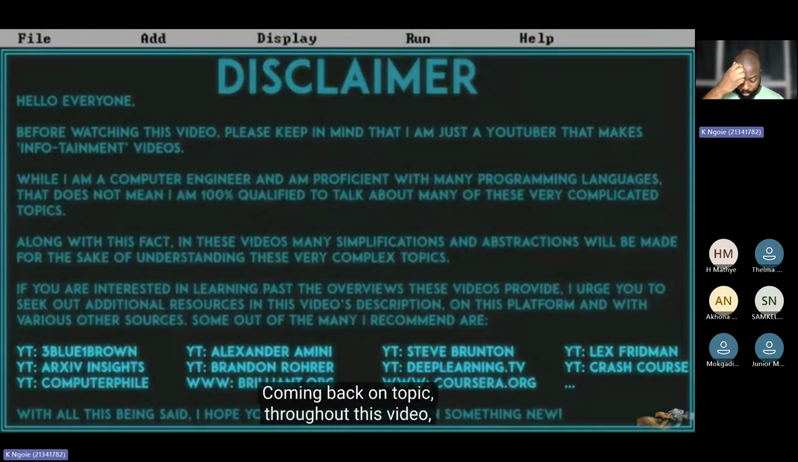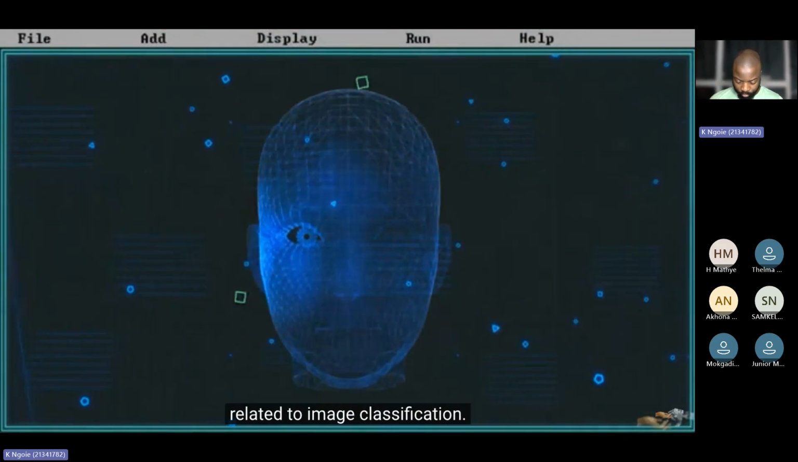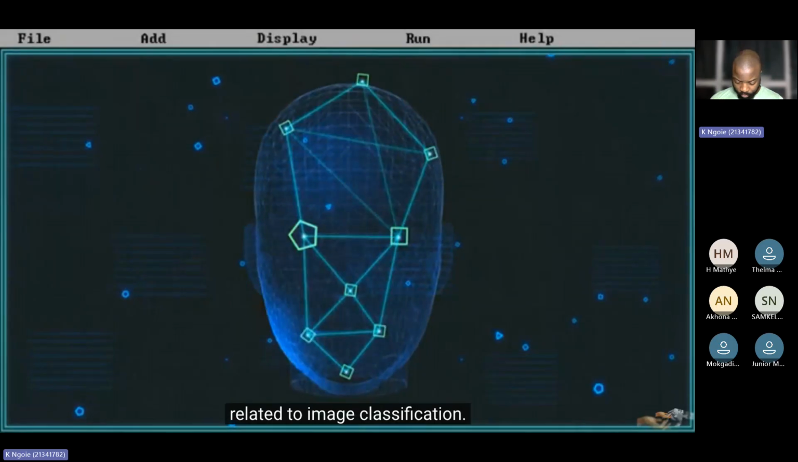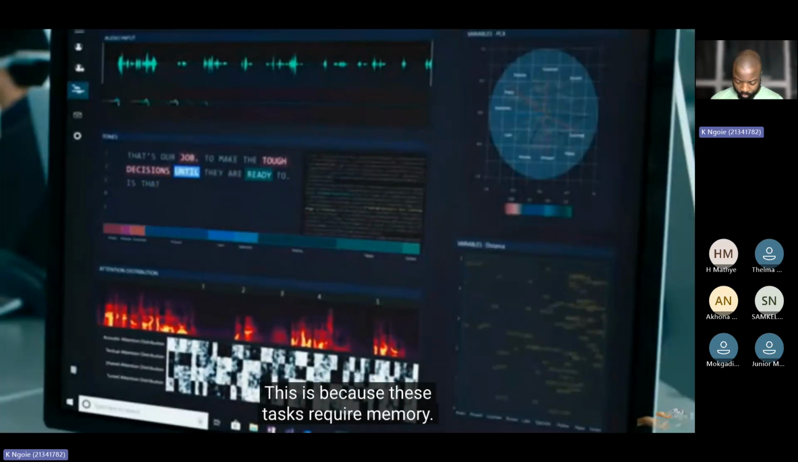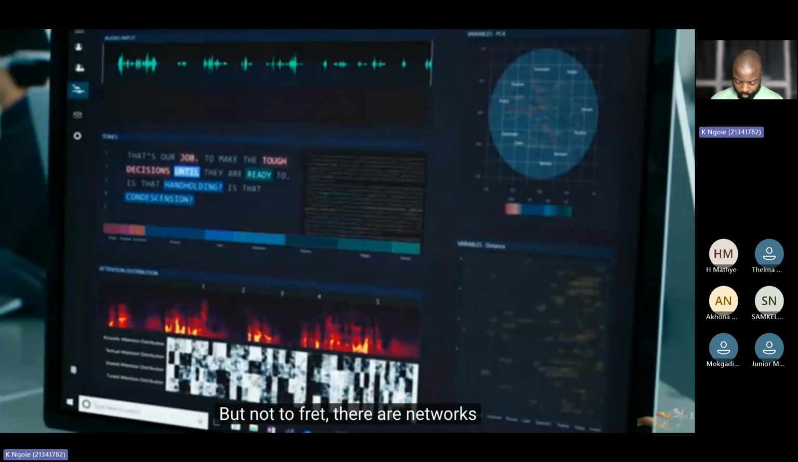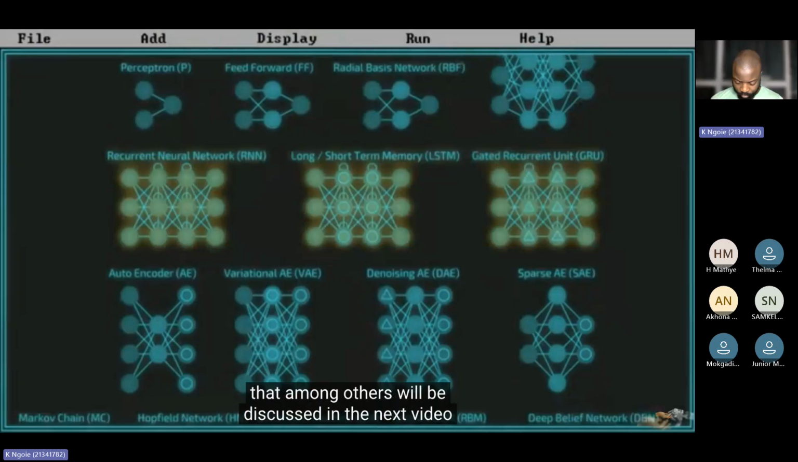Coming back on topic, throughout this video we've now seen how and why convolutional networks excel at tasks related to image classification. However, where they don't perform well is for tasks such as natural language processing. This is because these tasks require memory, but not to fret. There are networks designed specifically for this, that among others will be discussed in the next video in the series.